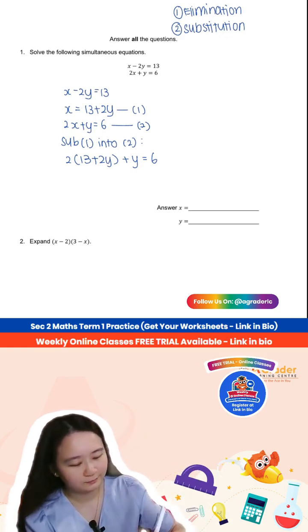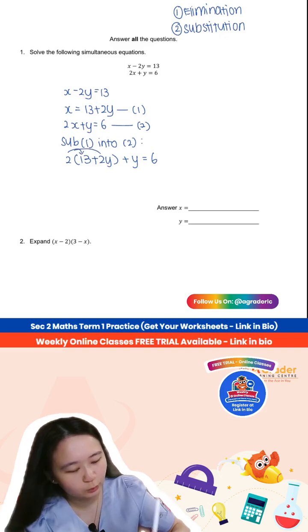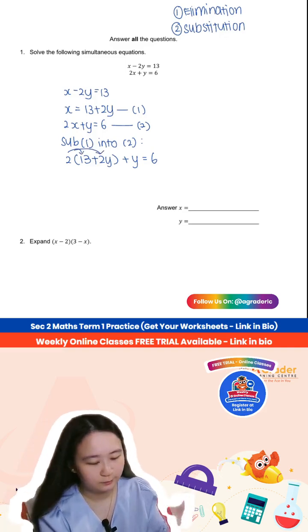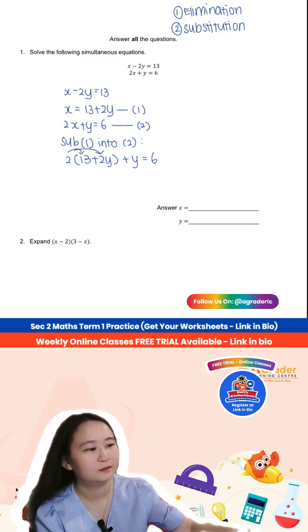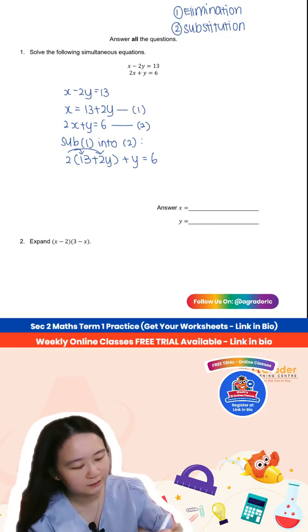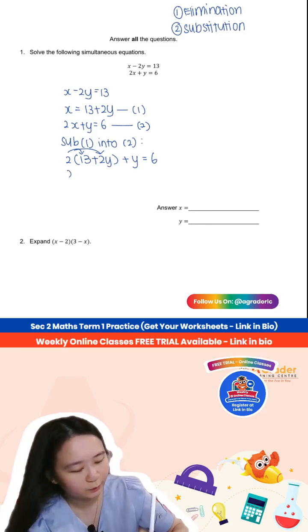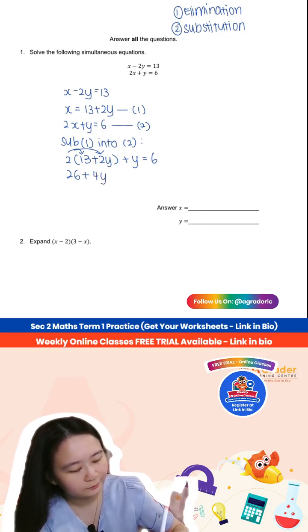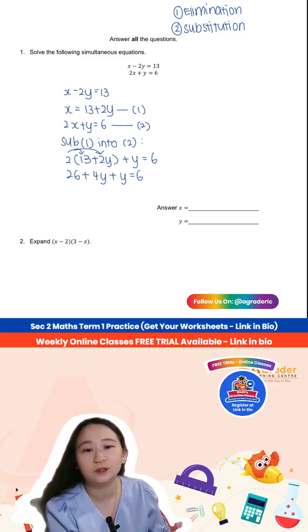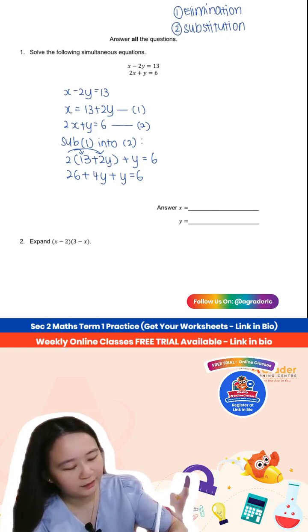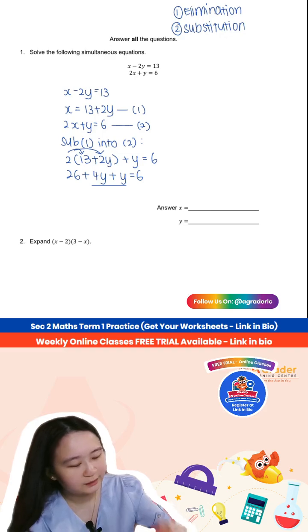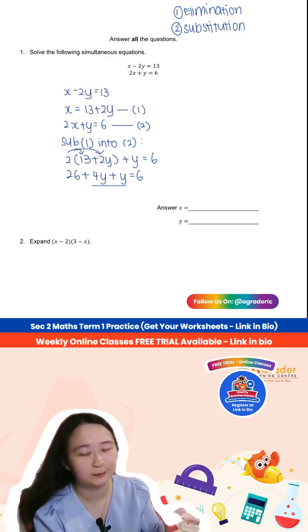Okay, then we have to multiply the 2 to the 2 terms inside the bracket. So we expand the equation first. 13 times 2 we have 26, plus 2 times 2y we have 4y, and plus y equals 6. Then we try to solve this equation. Okay, simplify again. They are like terms, so we can simplify further.